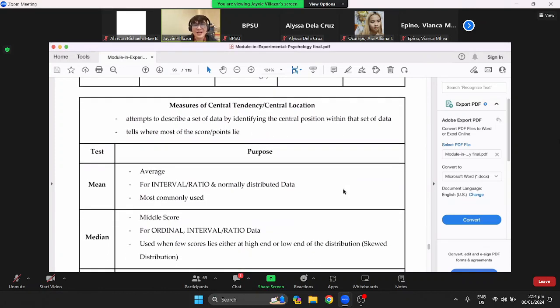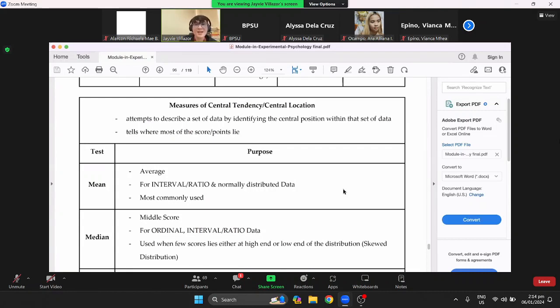So, again, the definition of measures of central tendency, if you notice, is more inclined to the mean. So, what does measures of central tendency mean? It attempts to describe a set of data by identifying the central position within the set of data. That's why it's called central tendency, because we're looking for the centrality, the position in the center of your data set.